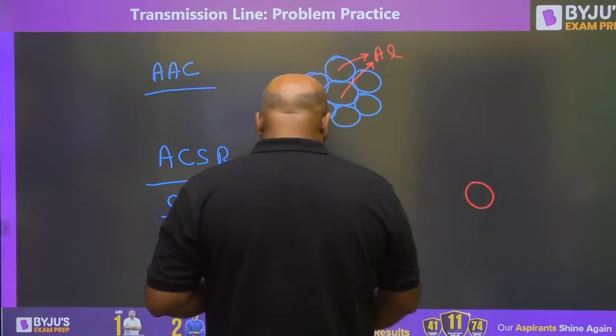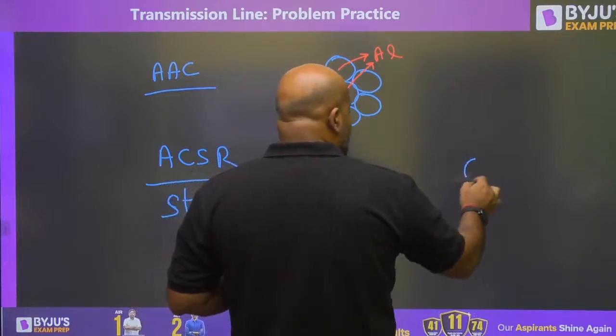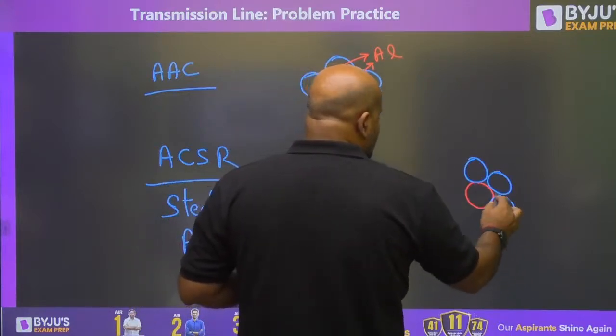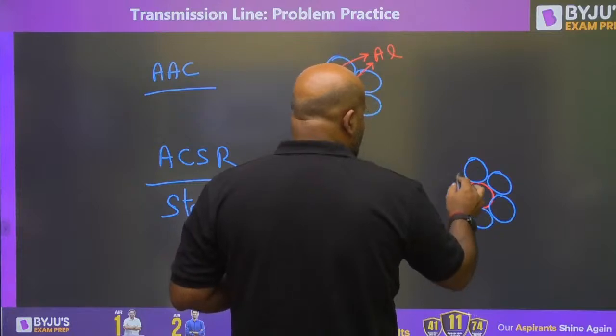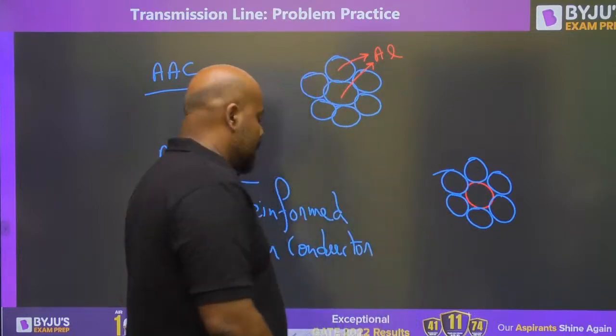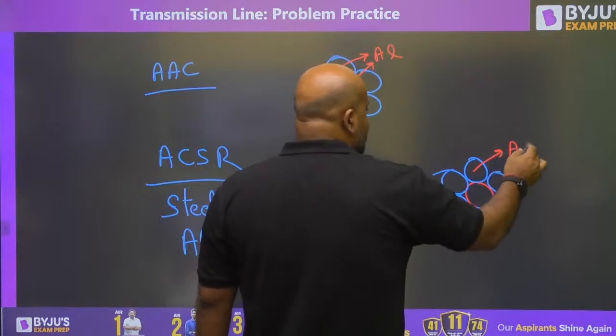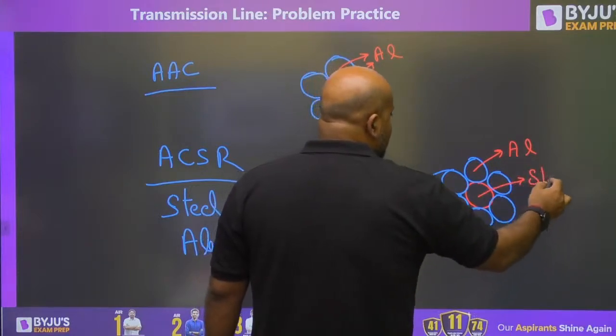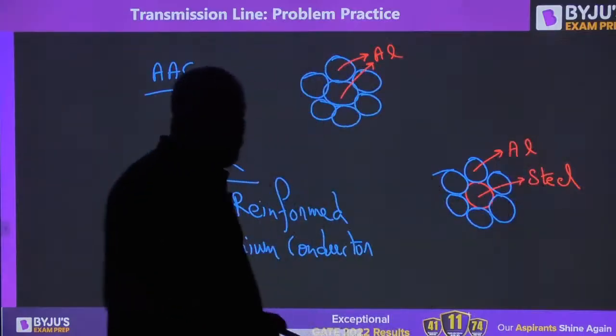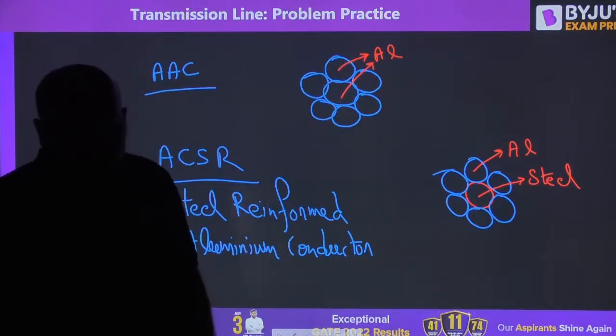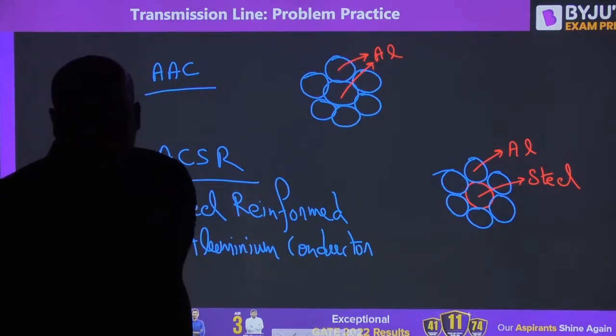So this is your steel strand and this is going to be your aluminum strands. Everybody just tell me in the comment section, are you able to follow? This is going to be aluminum and this is going to be steel. So what is the basic purpose?